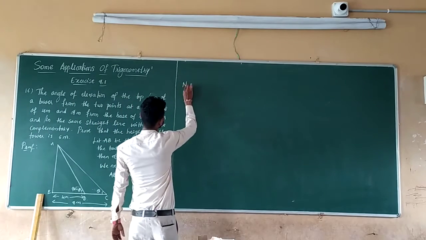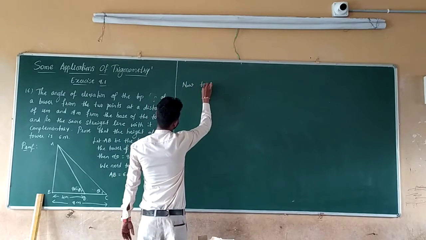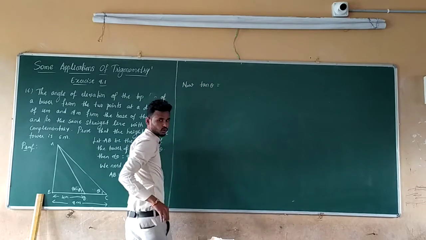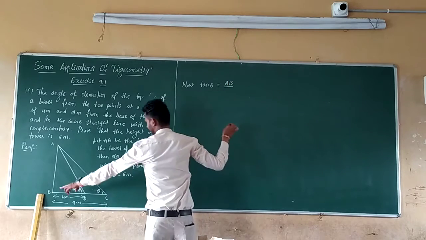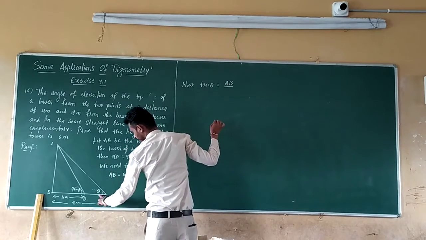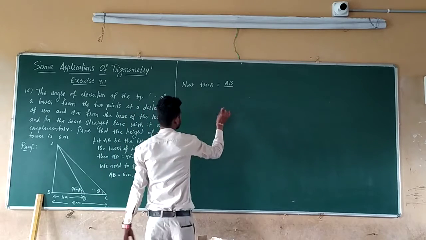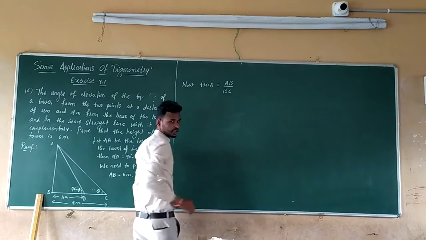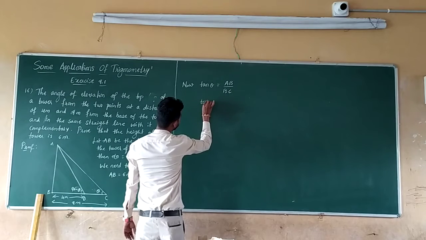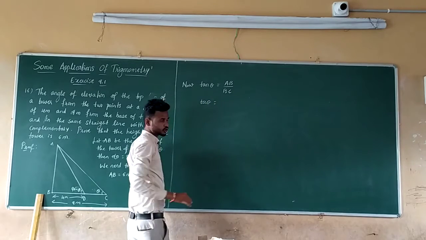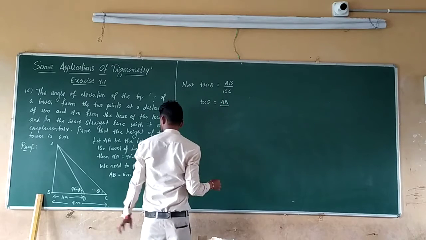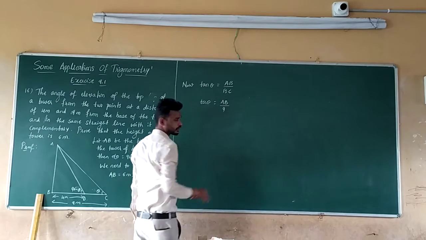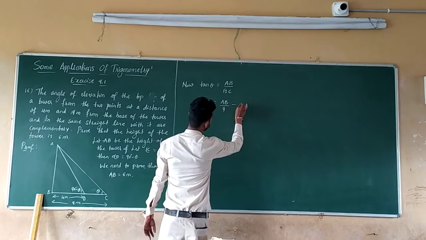Now tan theta equals opposite upon adjacent. Opposite is AB, and adjacent for theta is BC. So tan theta equals AB divided by BC, which is 9. Let us take this as equation 1.